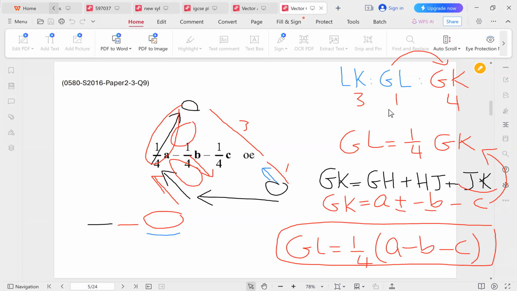So their answer is very similar to ours. The only difference is that they distributed the 1/4 over the bracket, but both answers are correct. So this would be correct, and this would be correct as well.